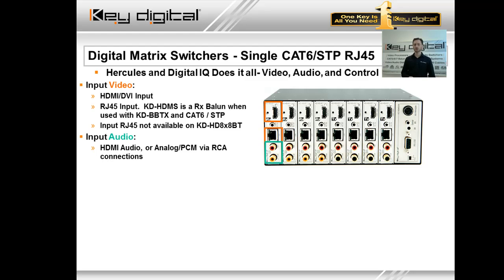You've seen many of those matrix before, 4x4, 8x8, etc. All it is is HDMI connections, severely limiting your system's capabilities. Not with the Key Digital Hercules, Digital IQ. They have those RCA inputs from your source. You could go HDMI, of course, into the HDMI connection, and also run an RCA either left and right, or your digital PCM, depending on what type of source it is.